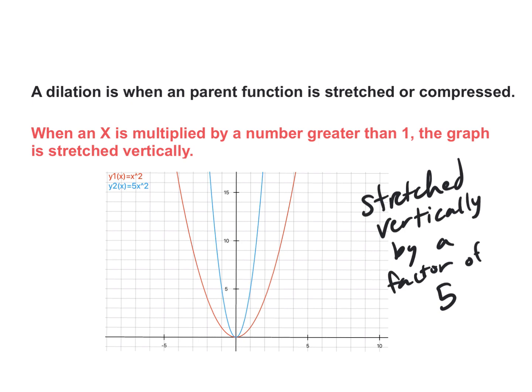Now, here's where, sometimes in the book, it'll say something a little different. It'll say compressed horizontally, meaning if you pushed on the outside of the red and you shoved it in and smushed it, that's what a compression is, a smushing.